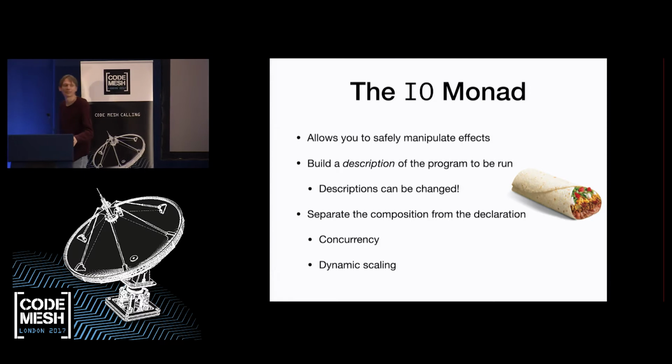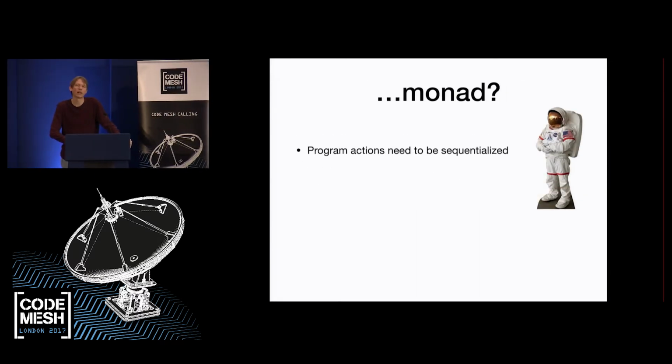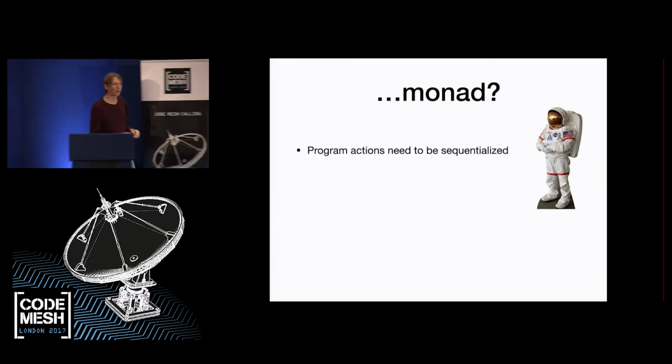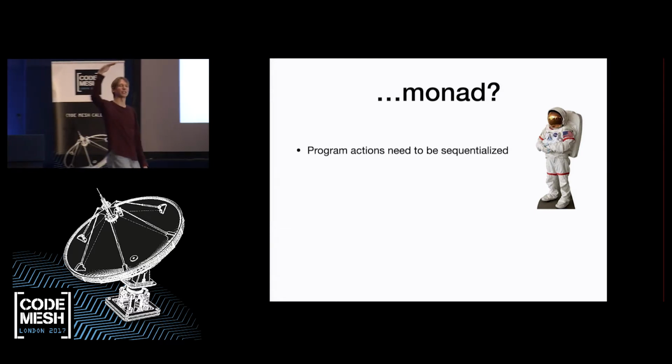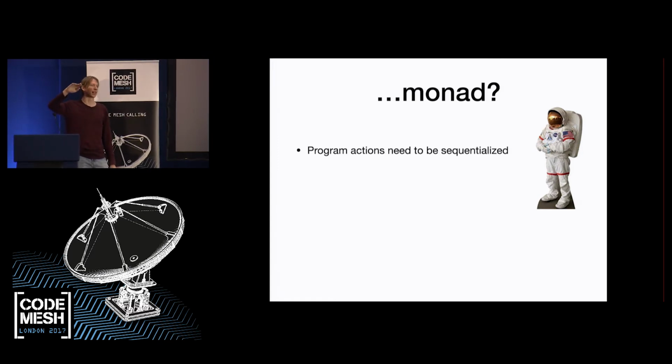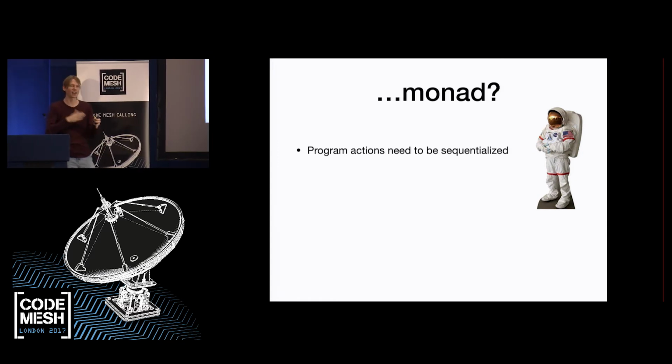Now, the obvious question to ask here is, we say the IO monad. Why does it have to be a monad? Like, what's monadic about it? It doesn't look anything like list or option or anything like that. And the reason basically comes down to the fact that programs have to be sequentialized, right? Program actions have to be sequentialized. We care very much when we say print line hello, print line world, that it doesn't come out world hello, right? That's kind of important.